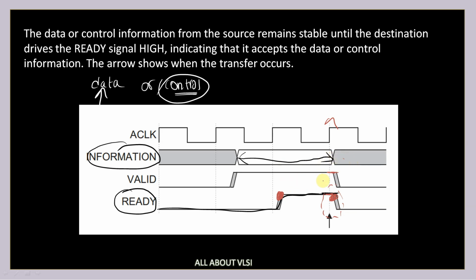Okay, so using this valid signal, this is a point at which the source can change the information which is present here. Okay, so the main point to be noted here is the data or control information from the source should be stable until the destination drives the ready signal. Okay, so it indicates that it accepts the data or control information, and you can see the arrow shows when the transfer is going to complete. So here the transfer is going to occur.